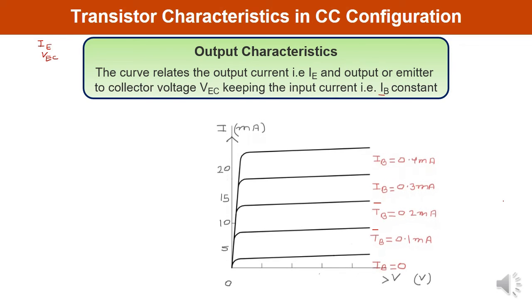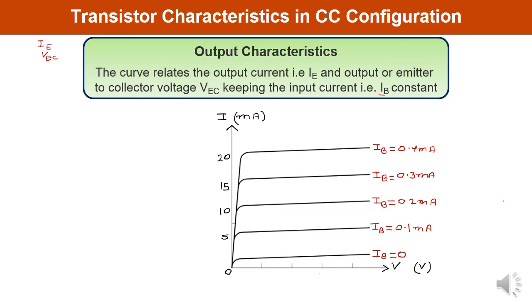So this curve is being plotted in between. Here the term for the output current is IE, and the output voltage, which is the emitter-collector voltage, is nothing but VEC. The voltage is in volts, IE is in milliamperes, and this curve is being plotted for different values of IB.